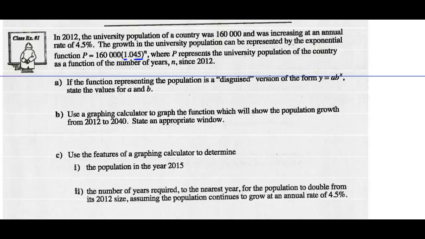Note that it tells us P represents the university population, and n is the number of years since 2012. If the function representing the population is a disguised version of this function, y equals a times b to the x, state the values of a and b. So a is 160,000, and b, the base of the exponent, is 1.045.